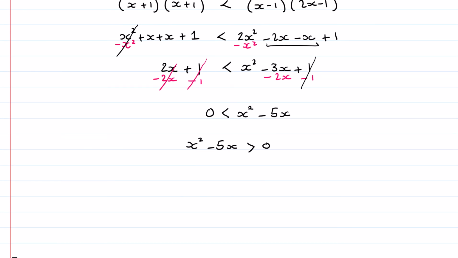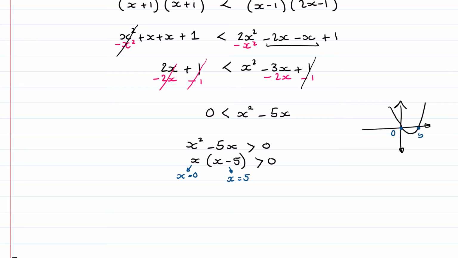This is a single bracket factorization. x(x minus 5) is bigger than 0. I would still draw a graph to find the section I need. The critical values are either x is 0 or x minus 5 equals 0, so x equals 5. So my graph goes from 0 to 5. I want the section that is bigger than 0, so positive y values, above the graph.